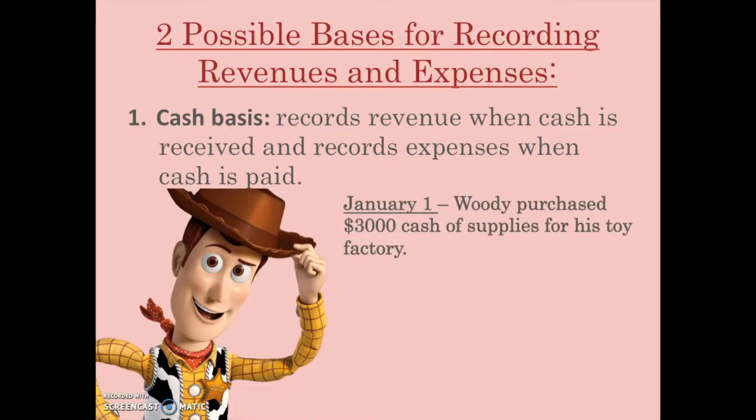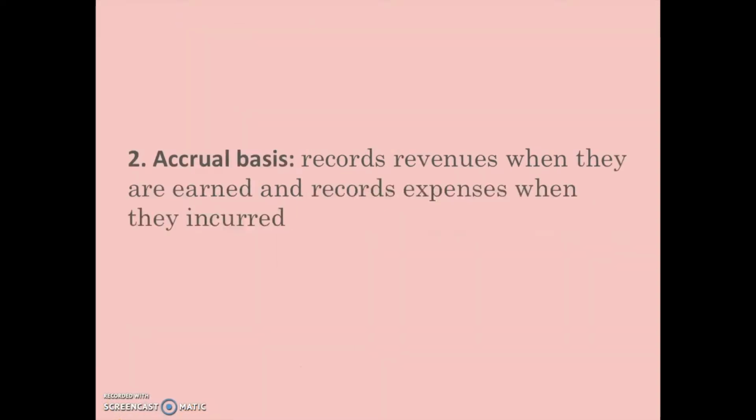So for example, on 1st of January, Woody purchased $30,000 worth of supplies for his toy factory. So we would debit supplies $3,000 and credit cash $3,000.